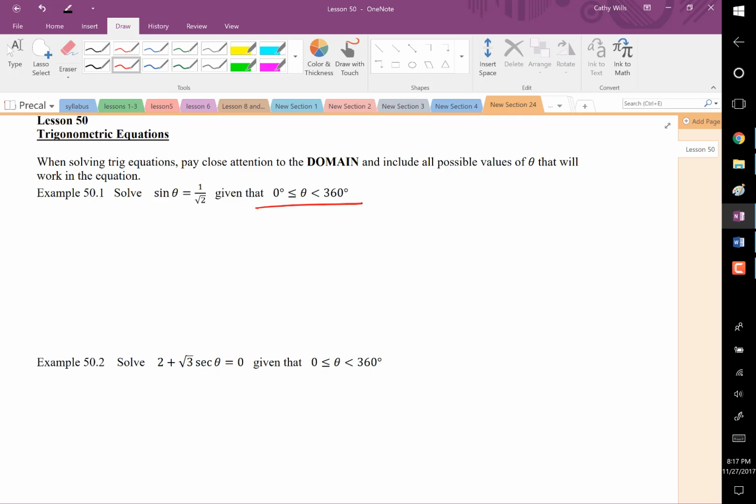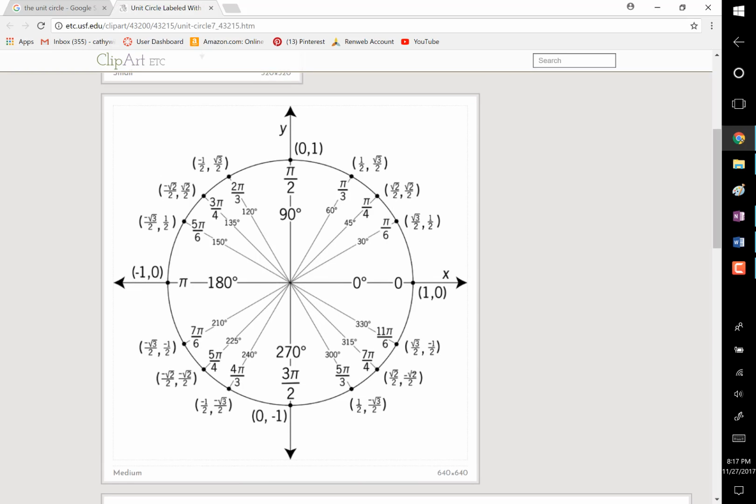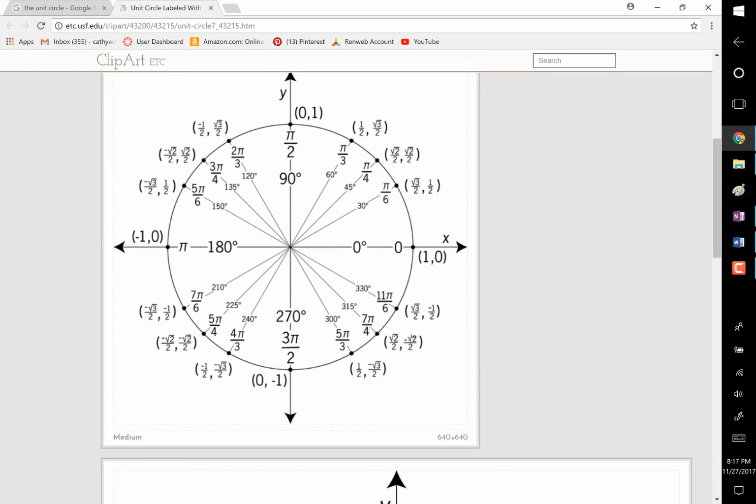So if you just jump over here and take a look at your unit circle, you can see that 1 over the square root of 2, that is square root of 2 over 2, also you can think of it as. That's going to happen at 45 degrees and at 135 degrees. At both of those places, you're going to have a positive sine function, and it's going to be 1 over the square root of 2, or in other words, square root of 2 over 2 if you rationalize it.